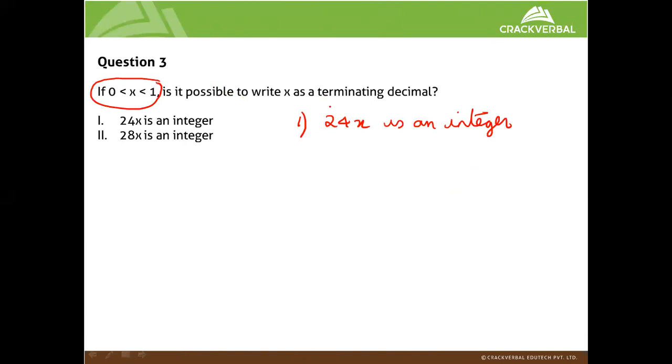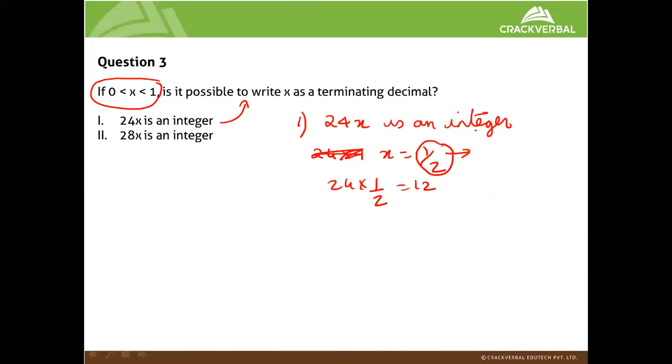In data sufficiency you need to check whether the information given in the first statement is sufficient to answer the question or not. The first statement tells me 24x is an integer. So I'm going to think about what values of x would make 24x an integer. If I keep x to be half, 24 into half is definitely an integer because it gives me 12. So x can definitely take a value of half.